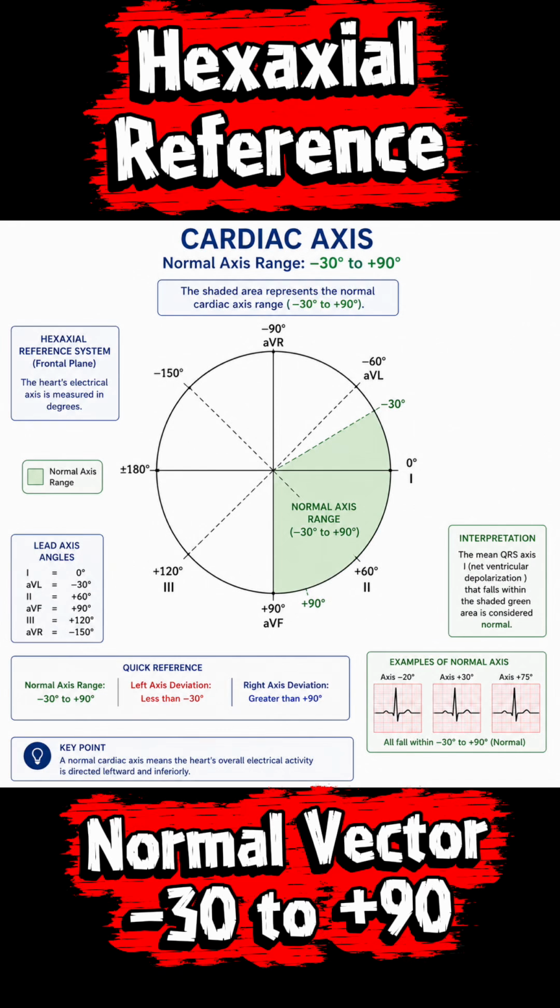This is a way of measuring the electrical axis of the heart using degrees. We know that normal axis is negative 30 to positive 90 degrees.